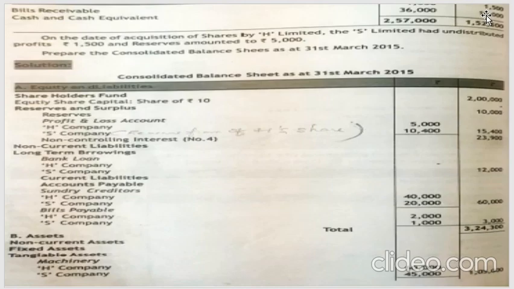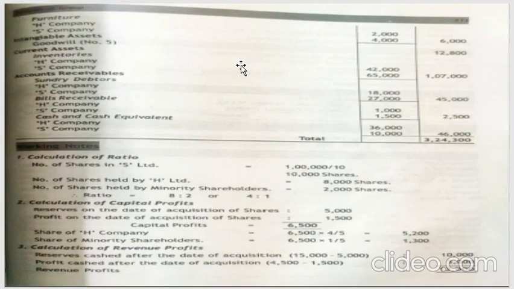Next we have cash and cash equivalents, 36,000 and 10,000 for S and for H and S, which will give you a total of 46,000. So the balance is 3,24,300. So both the assets and liabilities should match. Then your balance sheet will be right, and the calculation you have done will be right.